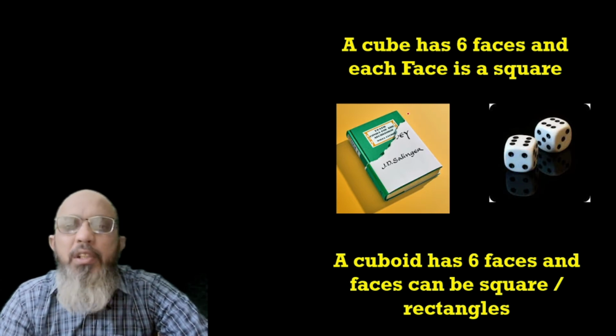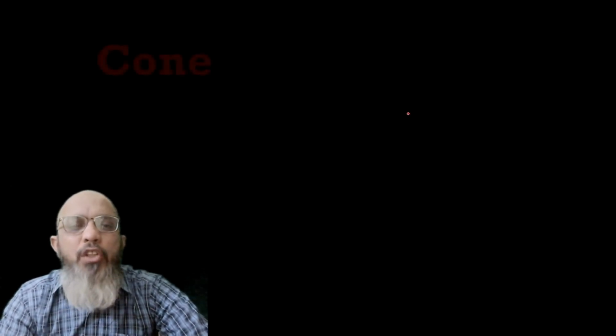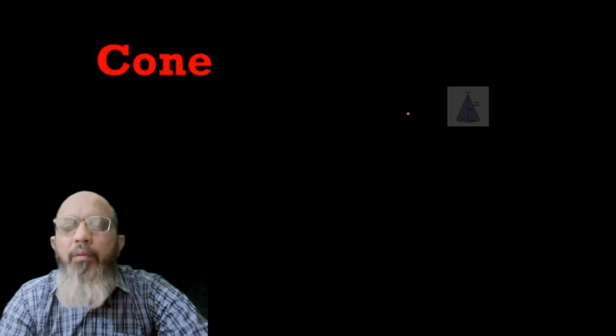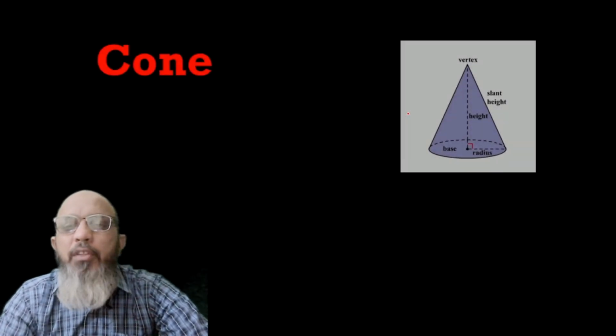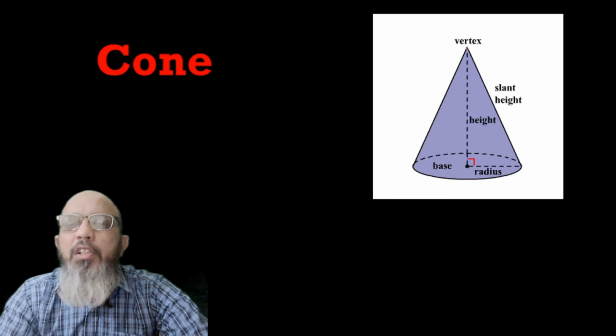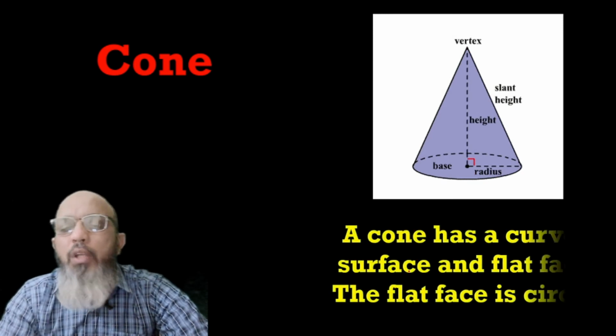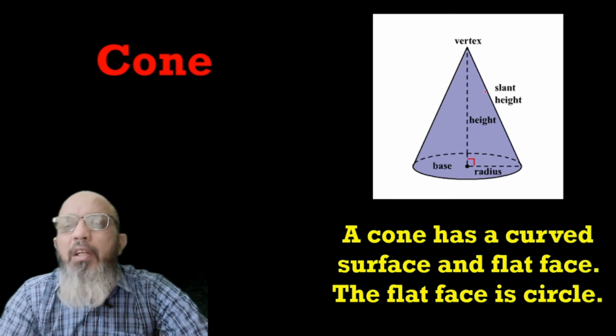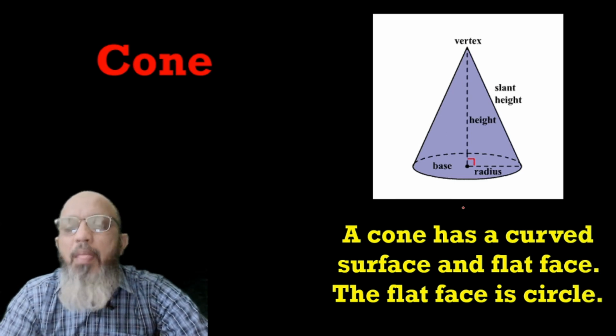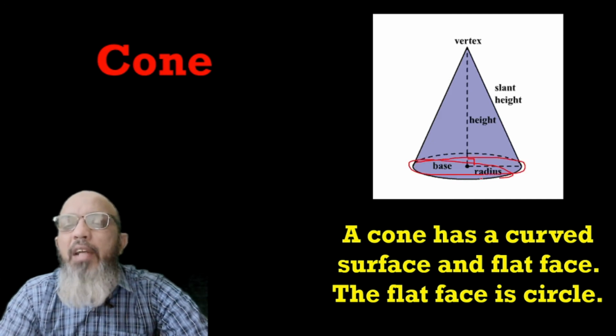I hope you understand. So now come to the next shape. What is this? That is a cone. You eat ice cream in such a shape, right? So this shape is called a cone. A cone is basically a circular surface. This surface is a curved surface with a flat face. Flat face means its base is flat, right?